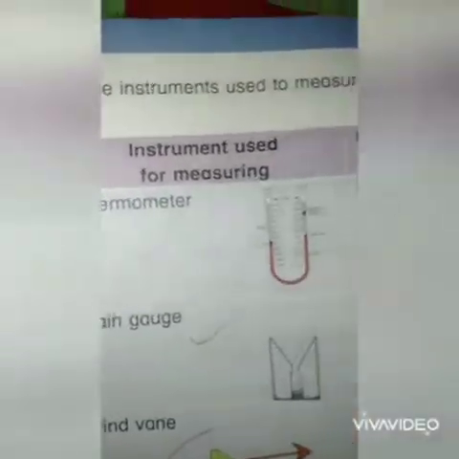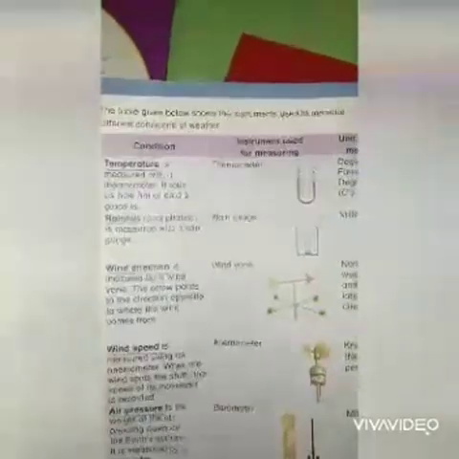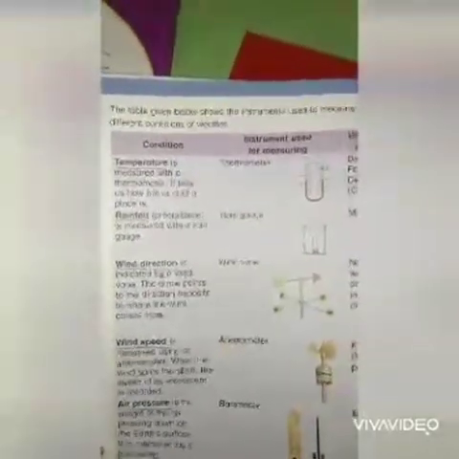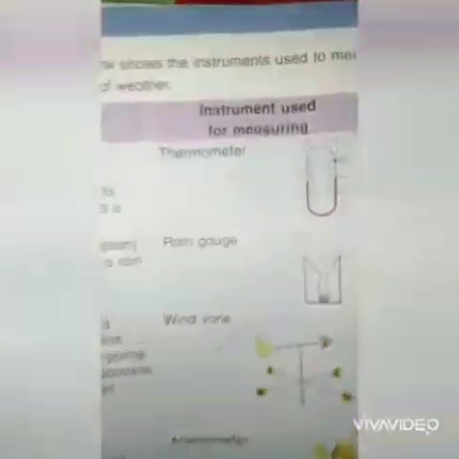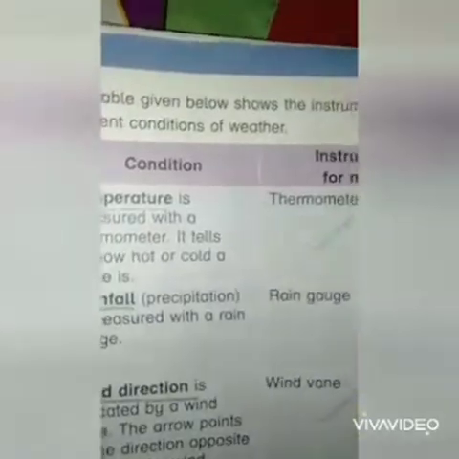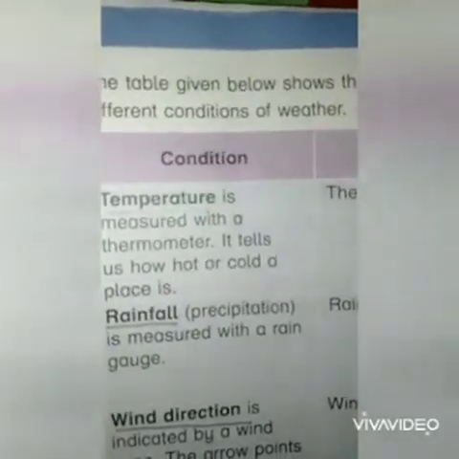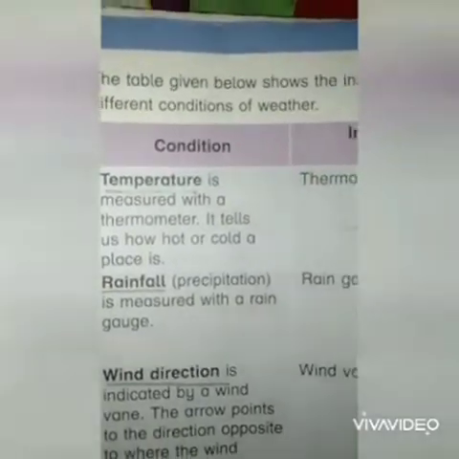Weather and climate. Weather is the condition of the atmosphere of a place at a particular time. The weather of a place can change rapidly. It may be bright and sunny with a clear sky in the morning, while in the evening the sky may be covered with dark clouds.